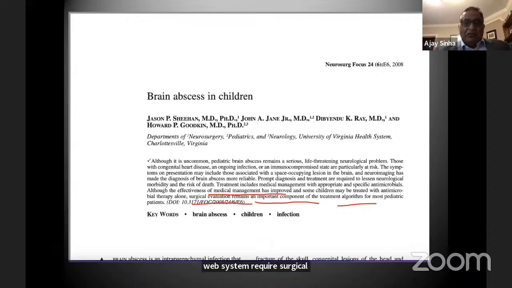So we can get away with a number of little abscesses with antibiotics alone. A large percentage of them still require neurosurgeons and neurosurgical input. And despite all the care in the world, these cases still have a certain amount of morbidity and mortality associated with them.